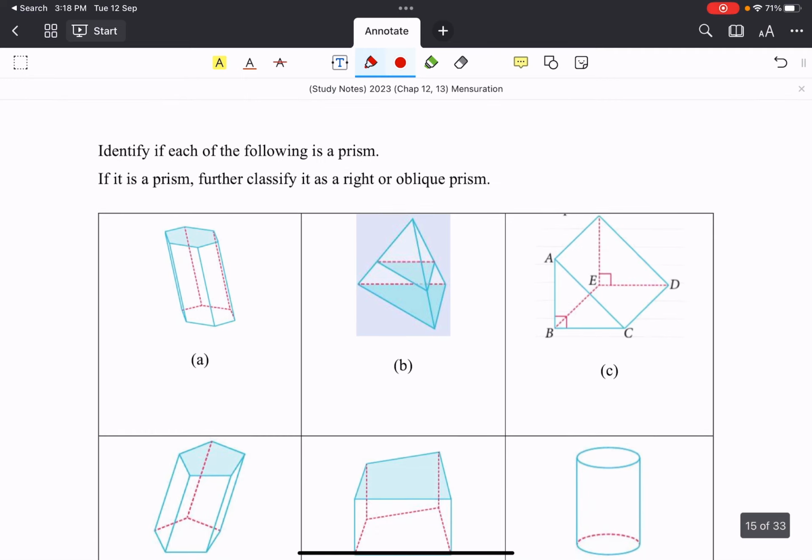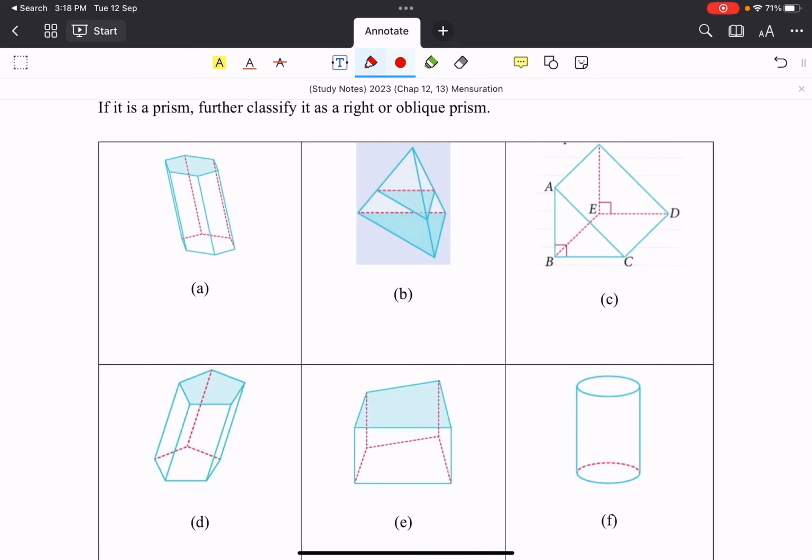So over here, you can identify which one is a prism. You can pause the video first and try it, and then compare your solution with mine. Here we go. This is a prism, and this is an oblique prism. Is this a prism? No, this is not a prism. This is actually a pyramid. Then we have this, which is a prism. It's a right prism. This is another oblique prism.